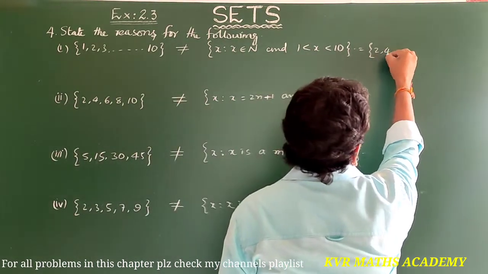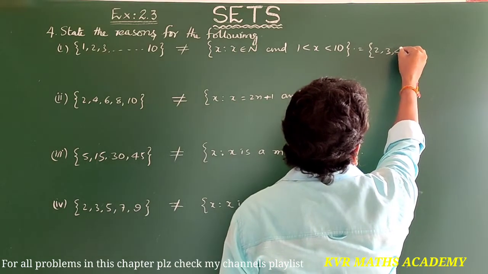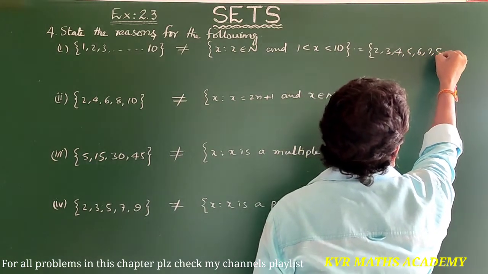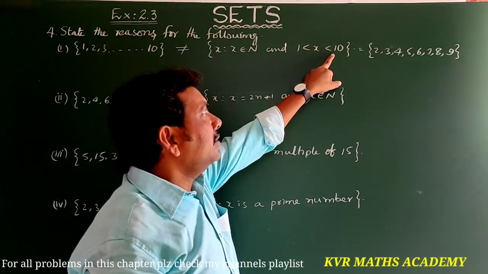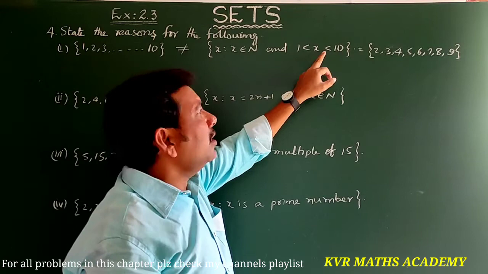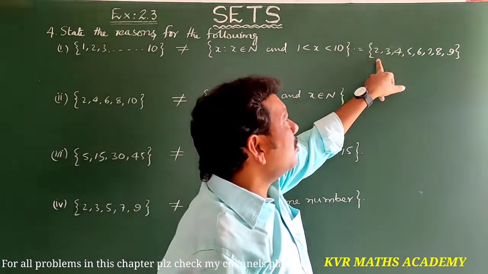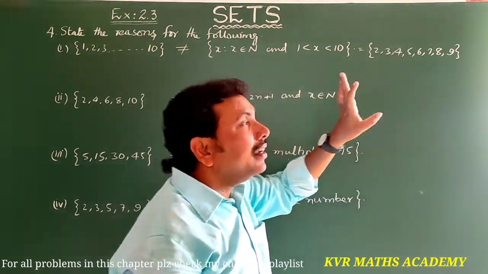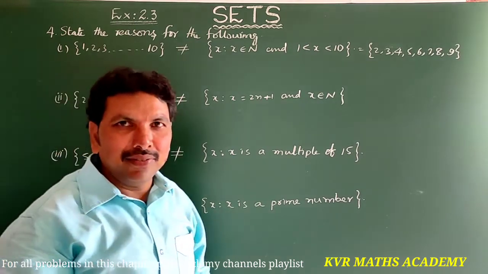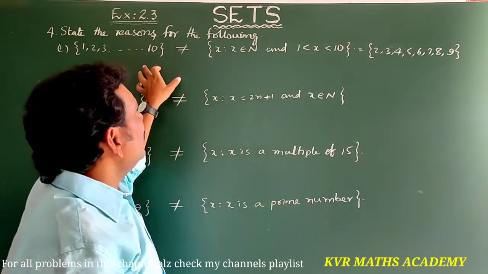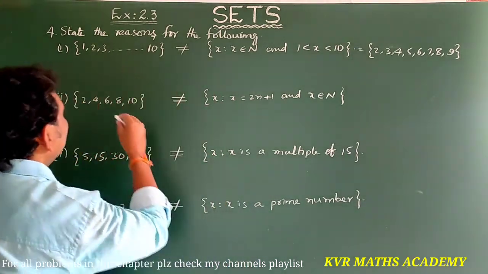So what are those numbers? Natural numbers only, no? 2, 3, 4, 5, 6, 7, 8 and 9 only. So why? Because x is less than 10 and 1 is less than x only, no? So the numbers in between 1 and 10 we have to write: 2, 3, 4, 5, 6, 7, 8, 9. But here in the first set itself 1 to 10 numbers are there. Right? So these both are not equal.